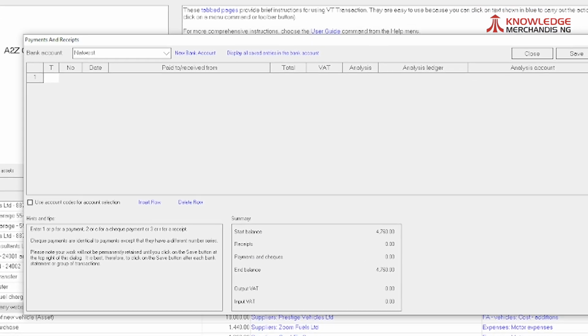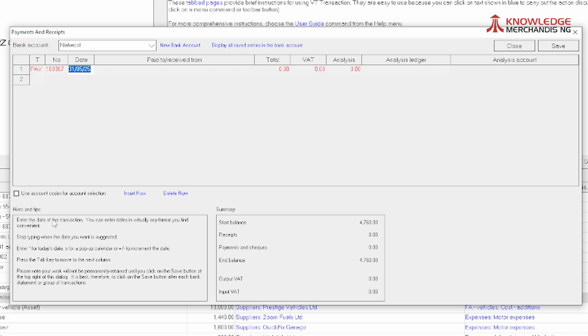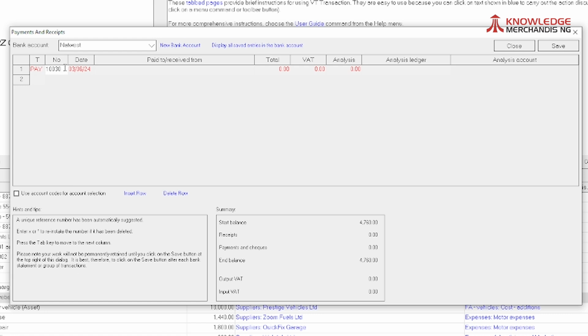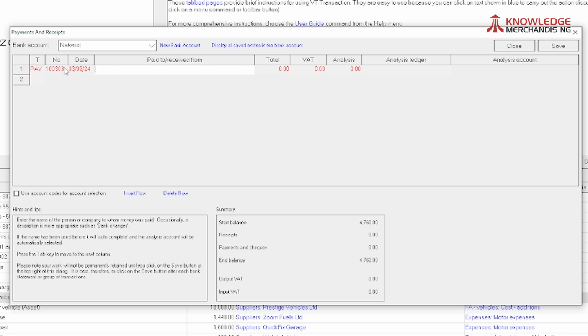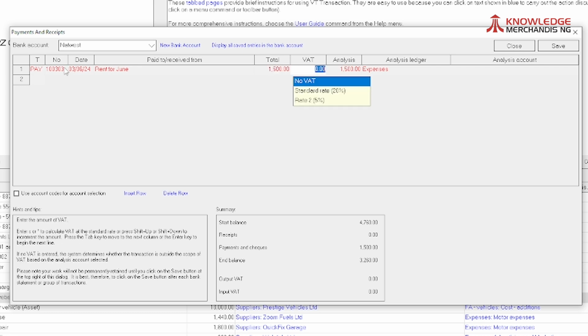So let's go now. Here it has all gone from the bank, NatWest payment. It is from NatWest. So payments, we know what to enter for payment. Number one for payment. Now here, what is the date? 03/06/2024. The reference number is 100303, and rent for June, and the amount is 1,500.